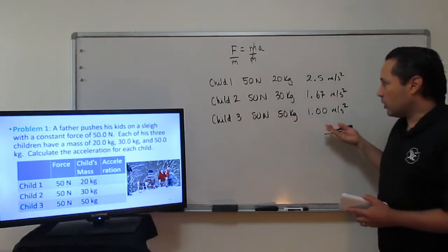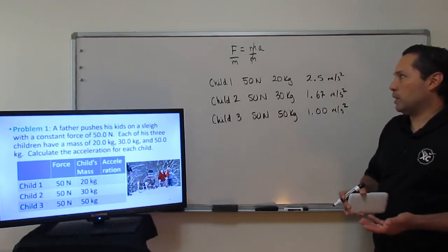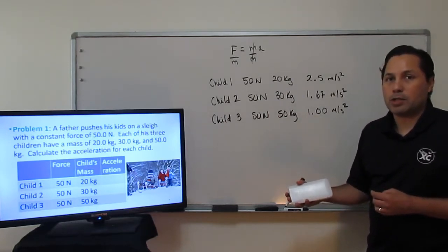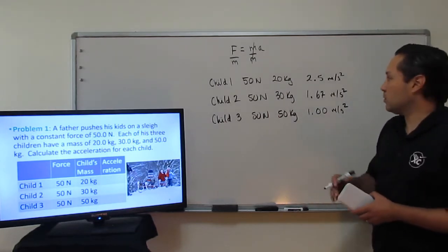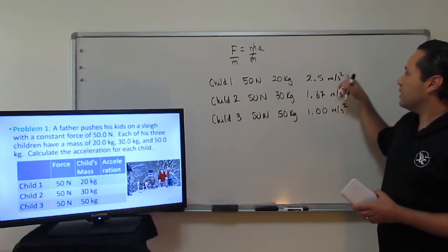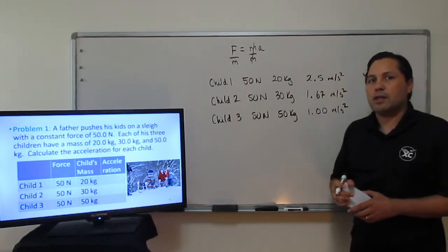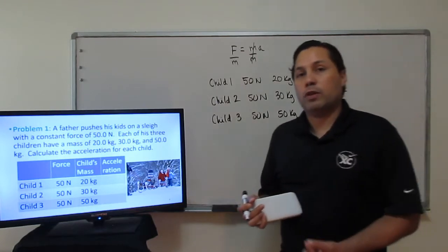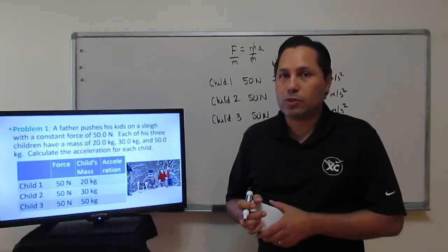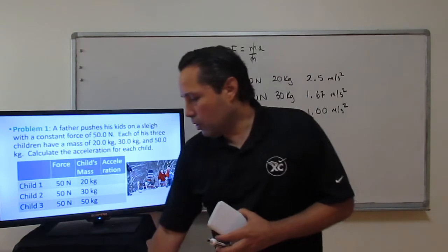Looking at this, if I were to ask you what is the relationship between the mass of an object and the acceleration of that object, you'd say, as the mass increases, the acceleration decreases. They are inverses of each other. When the mass goes up, the acceleration goes down. Let's move along to our next problem.